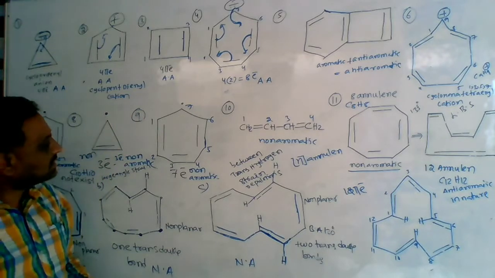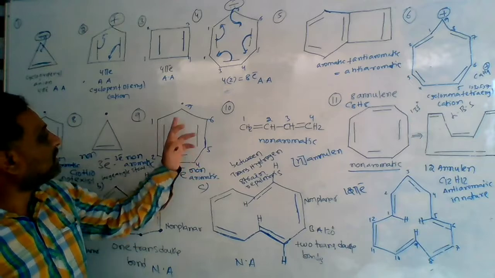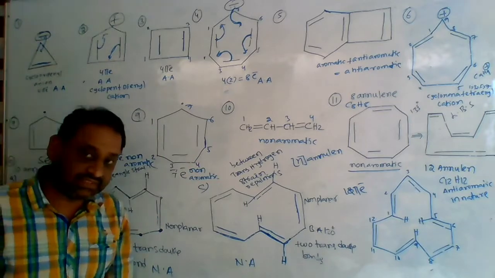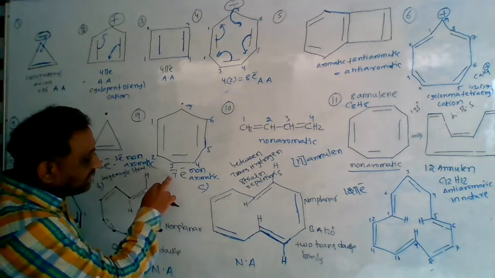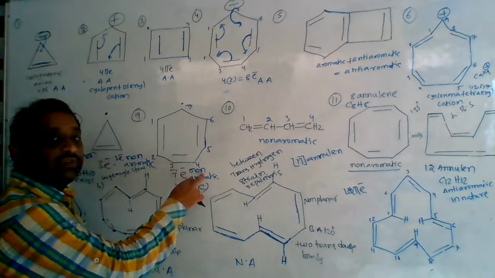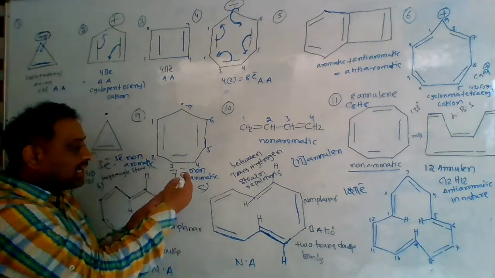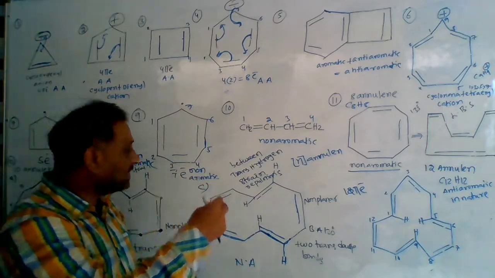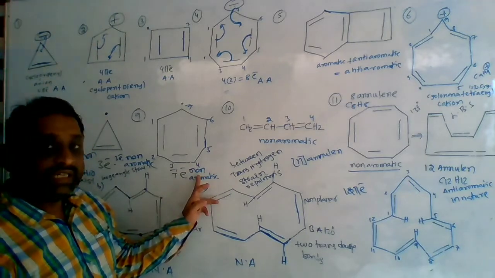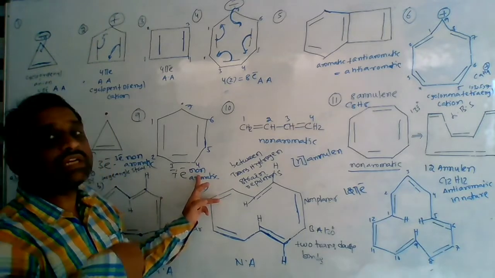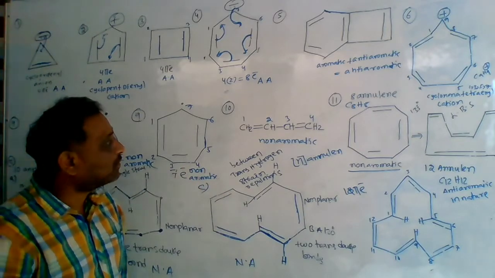The ninth one is 1, 3, 5-cycloheptatrienyl radical. Here 7 electrons are involved in complete delocalization, an odd number of delocalized electrons. It is also a non-aromatic compound. It neither shows aromatic nature nor anti-aromatic nature.